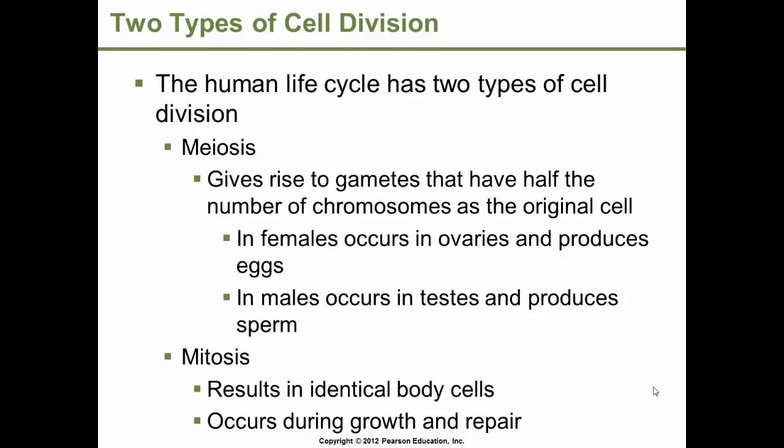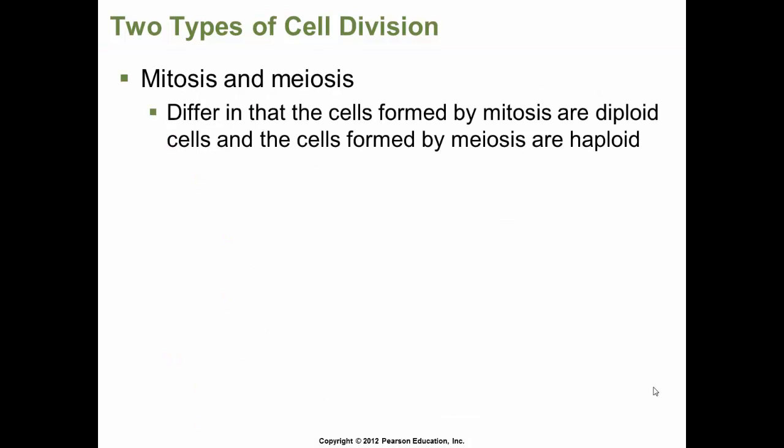Mitosis, on the other hand, results in identical body cells that are diploid, meaning that they contain two of each of the chromosomes. And mitosis occurs during growth and repair of the body. Mitosis and meiosis differ. The cells formed by mitosis are diploid cells, meaning that they have two copies, whereas the cells formed by meiosis, the eggs and the sperm, are haploid, meaning that they have half the number of chromosomes as the original cell.